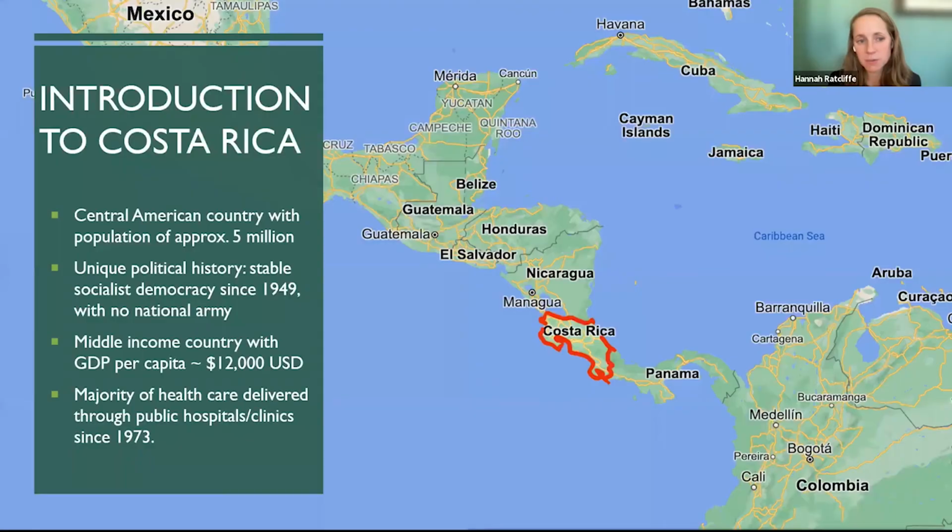I'd like to start by giving a little bit of context about Costa Rica and its health system before I hand it over to my colleague Maddie to talk us through the exciting parts of this presentation. Costa Rica is a Central American country with a population of about 5 million people. You can see it on the map here. It has a unique political history. It's been a stable socialist democracy since 1949. It has no national army. It's an interesting place in many respects. It's a middle income country, and it's had the majority of its healthcare delivered through public hospitals and clinics since about 1973. If we go to the next slide.